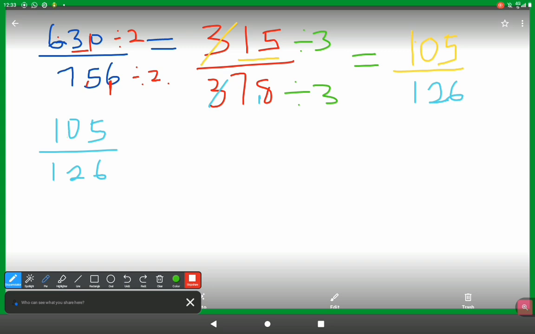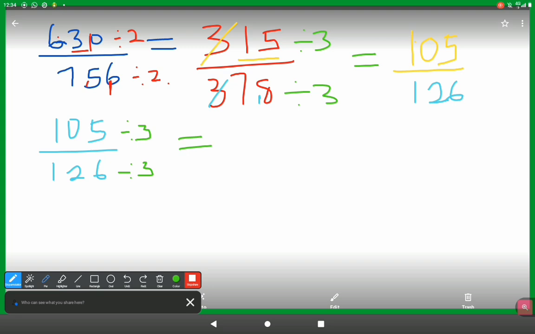Before you can use 3 to divide, you must make sure that the sum of the digits can be divided by 3. So 1 plus 2 is 3, then 3 plus 6 is 9, and 9 can be divided by 3. So therefore, I can use 3 to divide both the numerator and the denominator. Divide by 3, divide by 3.